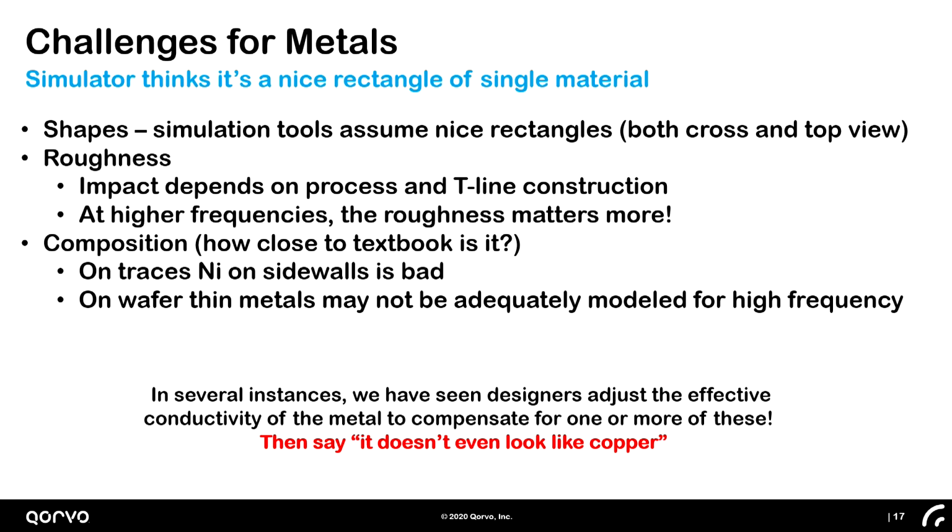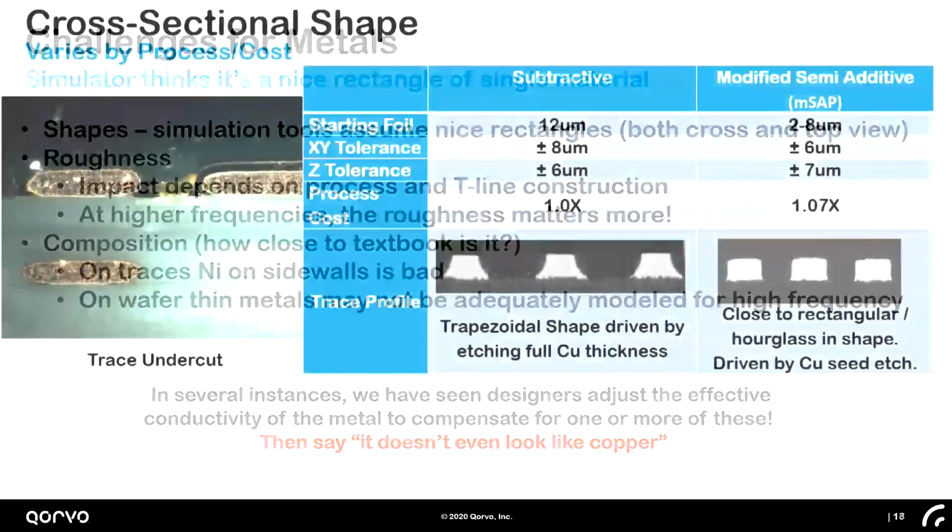And also there's a composition problem too, which I mentioned, which is if there's nickel on the sidewalls, it's a killer. I'll show an example of that. And then very thin metals may not be modeled adequately for high frequency. This applies more to on-wafer stuff. So the example that sort of drove looking at some of this originally was, we had a designer call up and say, oh, we got this stack from somebody and they gave us this conductivity for copper. It doesn't even look like copper. And we're trying to explain, yeah, well, they probably just kludged it for the surface roughness and some other stuff, and that's why you wound up with it. And that's kind of what drove looking at some of this stuff.